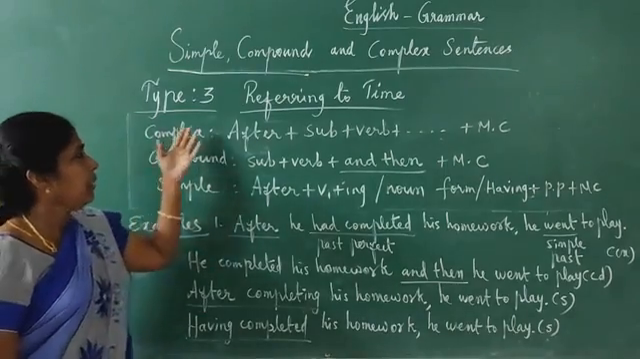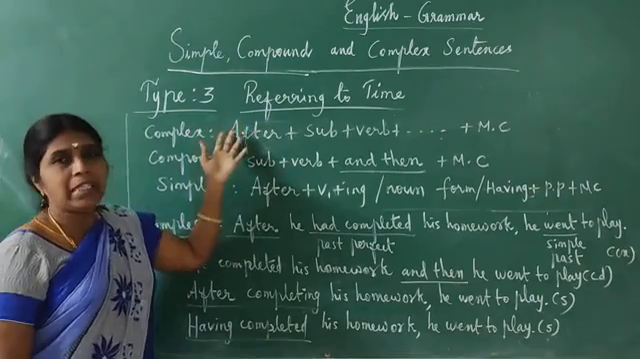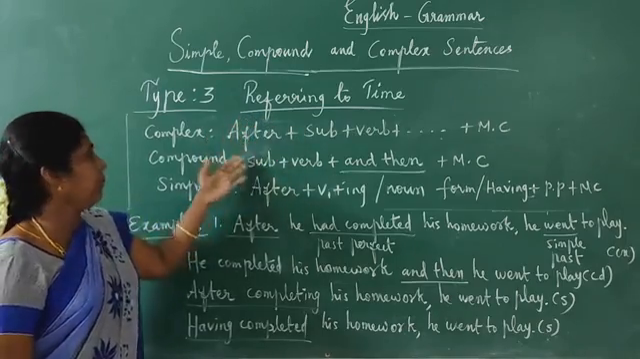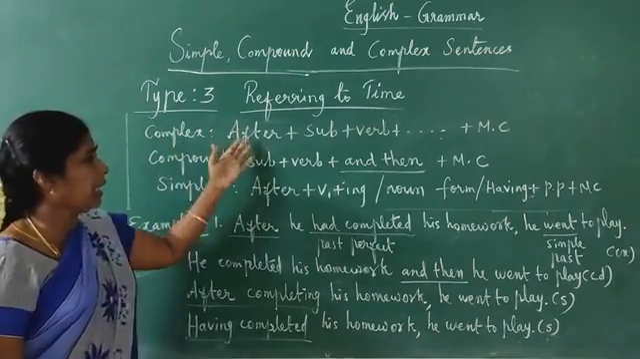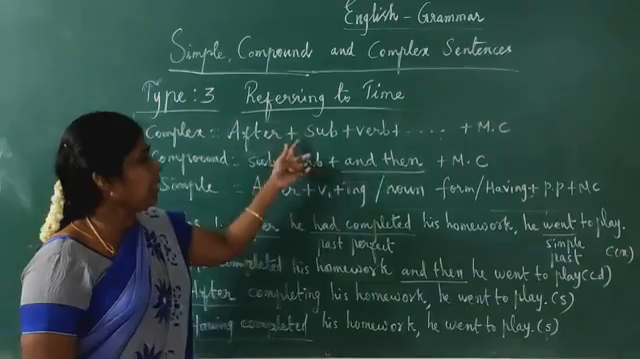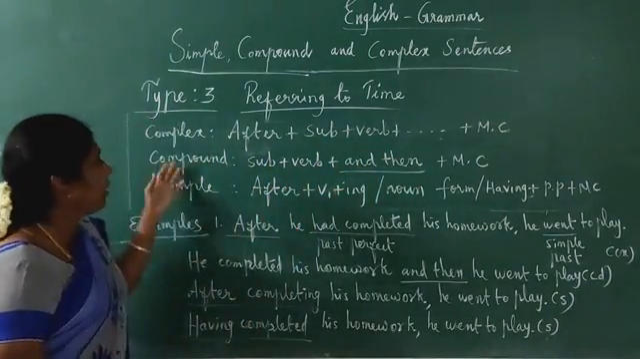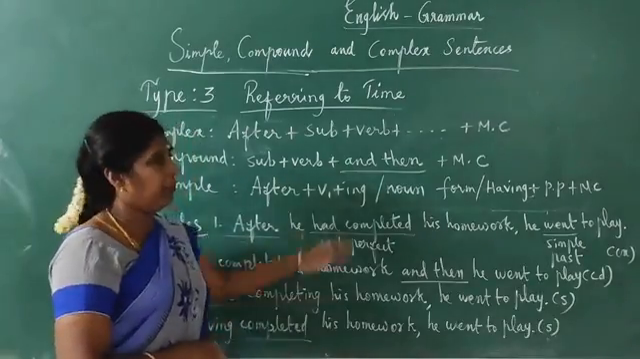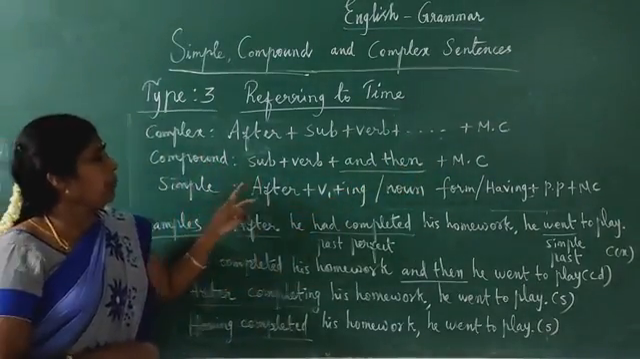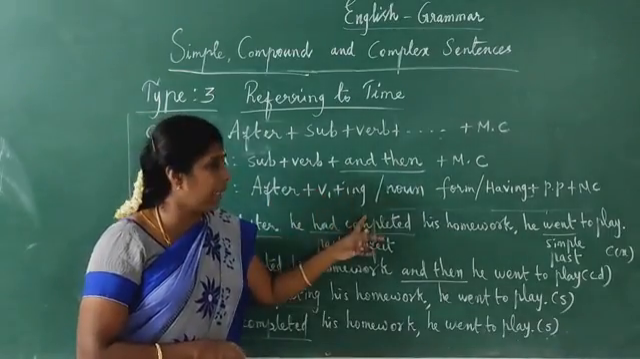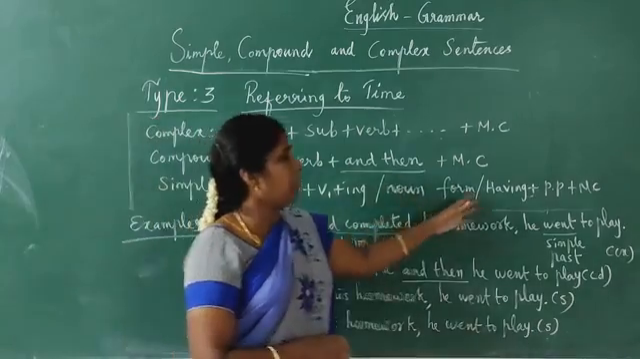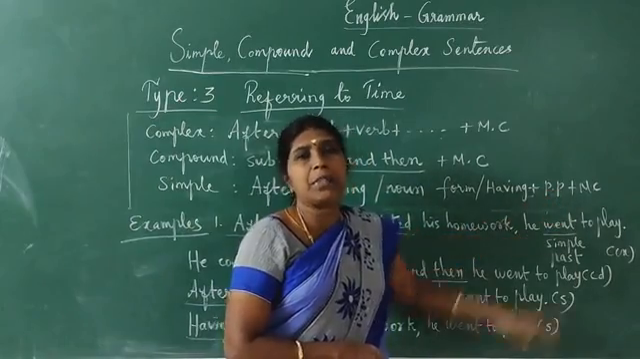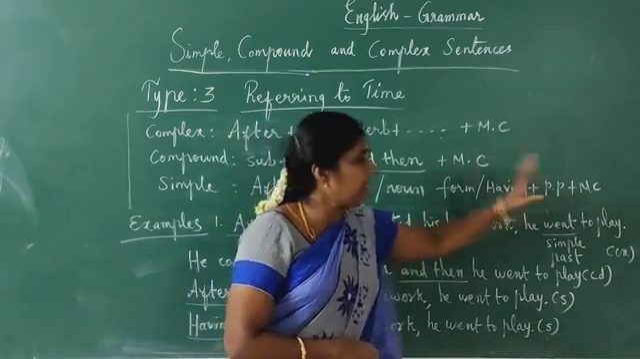Dear students, here it refers to time. Previously we saw "as soon as" or "when". Here, referring to time only, the second subdivision, the second type for complex, is "after". After plus subject plus verb plus main clause. For compound, the same procedure only: subject, verb, write down, then the conjunction "and then" plus main clause. For simple: "after" plus verb 1 ing or noun form. Otherwise we can write "having" plus past participle. PP represents past participle, that is verb 3. Past participle plus main clause.